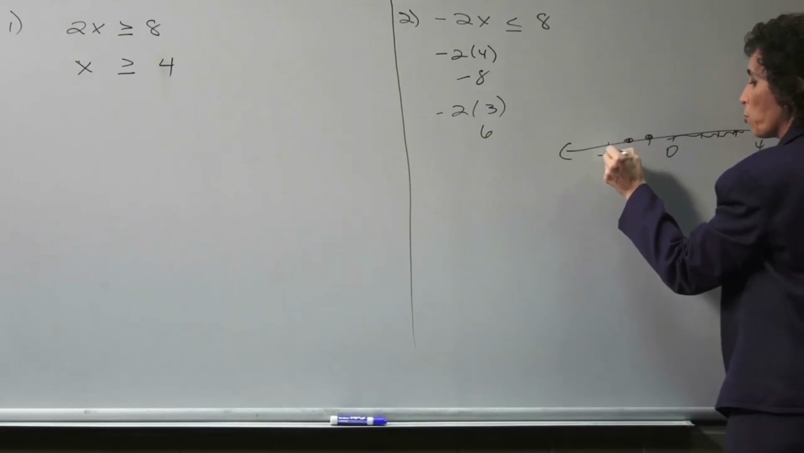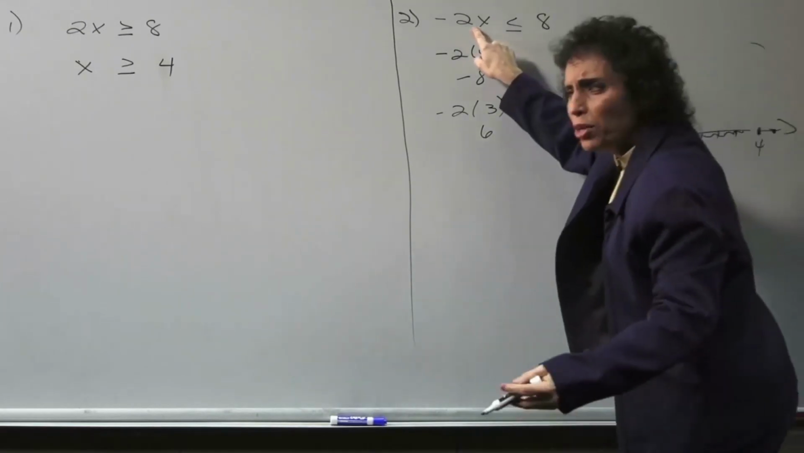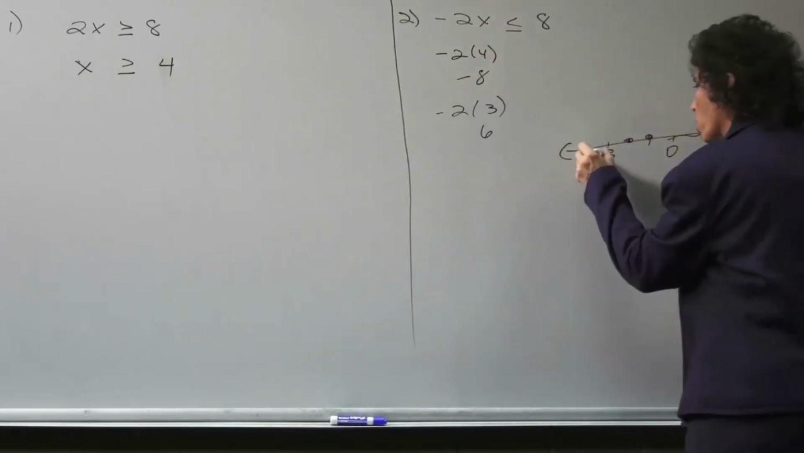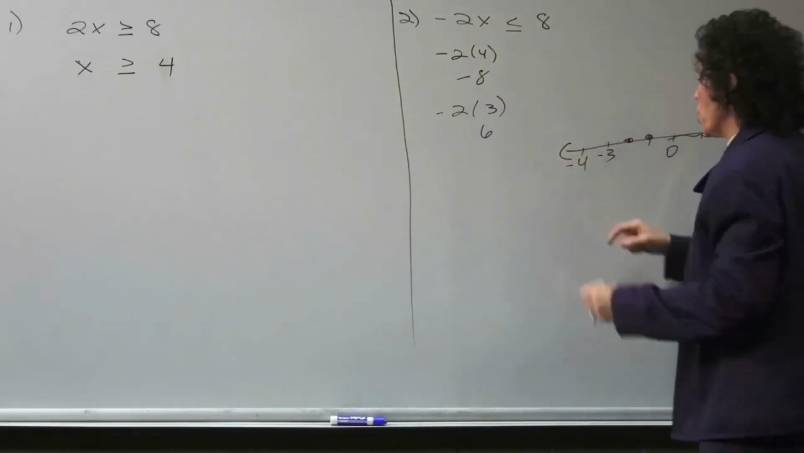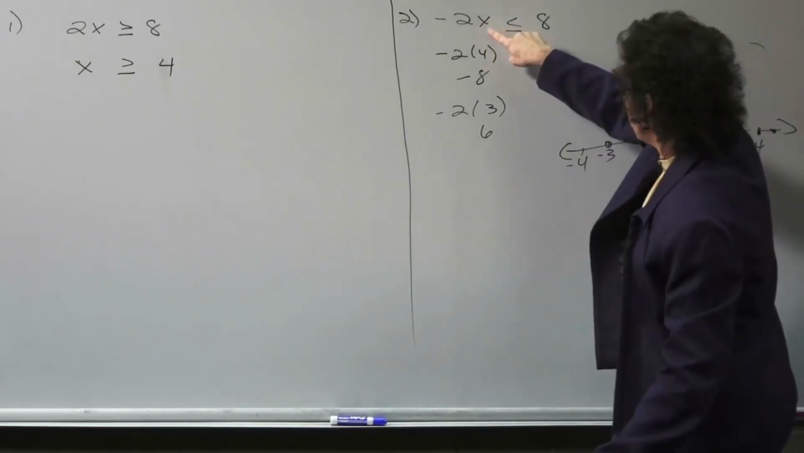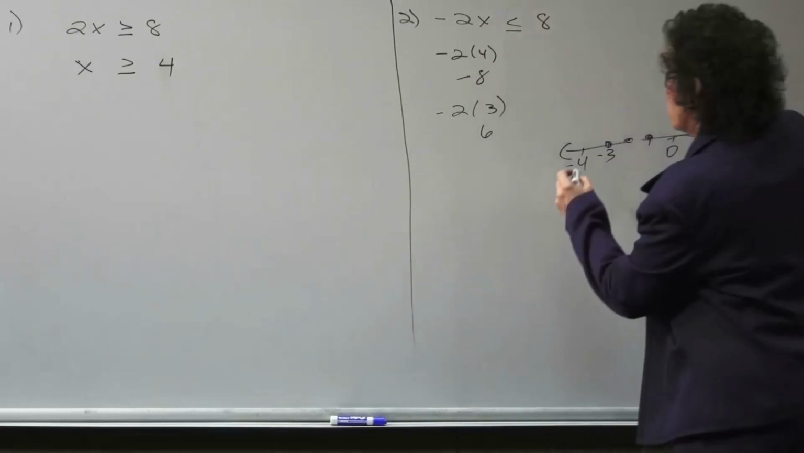How about negative 3? Well, how annoying, but let's keep going for a minute. Negative 2 times negative 3 is 6. That'll work. How about negative 4? Of course, everything in between will work. Negative 2 times negative 4 is 8. That'll work.